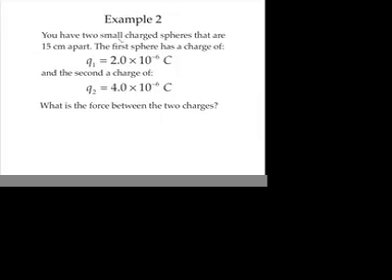So let's do a problem with this Coulomb's law. We have two small charged spheres that are 15 centimeters apart, and the first sphere has a charge of 2 times 10 to the negative 6 coulombs on it. Coulombs is just a way of measuring charge. The second one has a charge of 4 times 10 to the negative 6 coulombs. The reason they have pretty small exponents, negative 6, is because a coulomb is a really large unit. And we just want to find the force between those two charges.